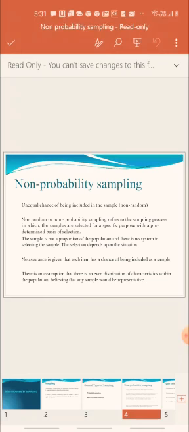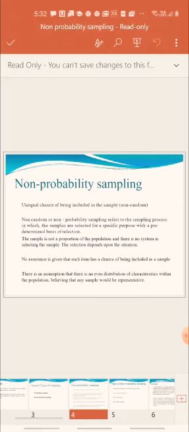Here the sample is not a proportion of the population, as there is no system of selecting the sample. It depends on the situation, it depends on the researcher's bias, it depends on anything. So no assurance is given that each item has a chance of being included in the sample, right? There is one assumption that there is an even distribution of characteristics within the population, believing that any sample would be representative. So after reading all the cases, we can say that it is not as good as probability sampling, because in probability sampling error would get reduced and there is no chance of bias.